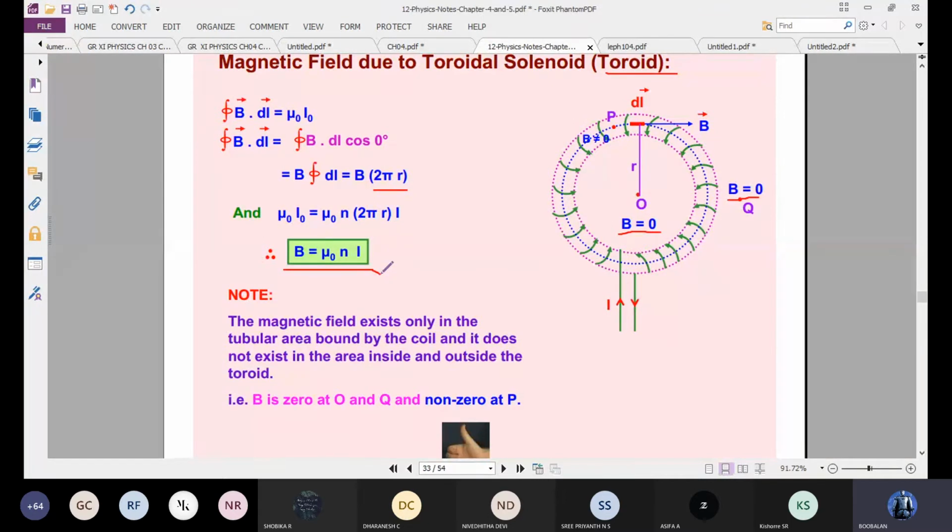But the condition is different. Please note it now. The magnetic field B is 0 at O, the origin, and at Q outside, and non-zero at P. That is the tubular area bounded by the coil.